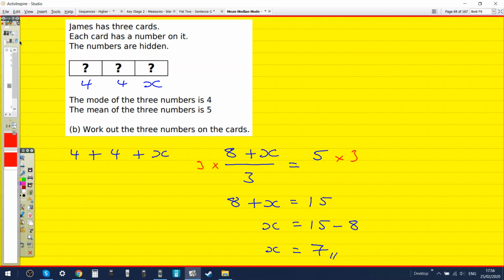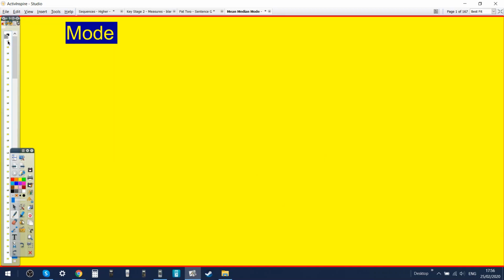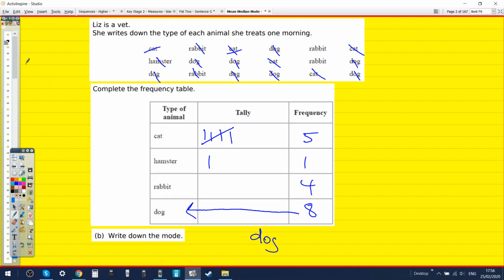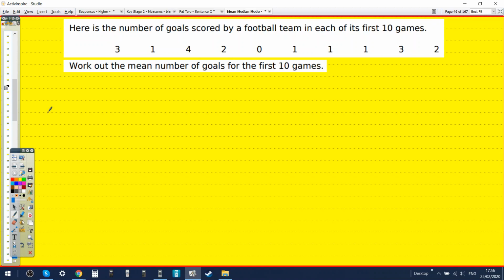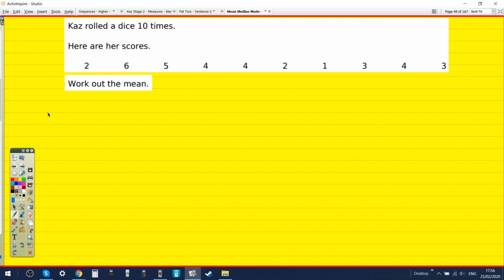How do you find the mode? Mode is the most number that you see. Yeah, or the most common or most often, or highest frequency. How do you find the mean? You add them all together, then divide it by the amount of numbers. That's it. And so, I think you got there.